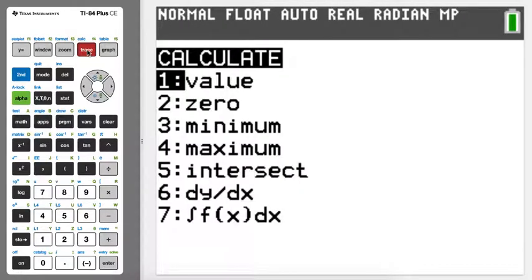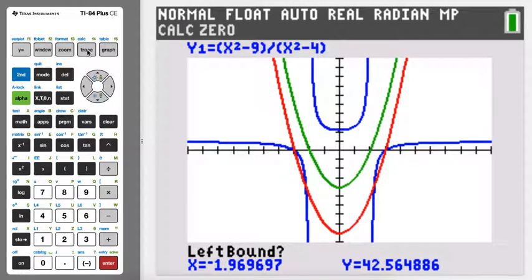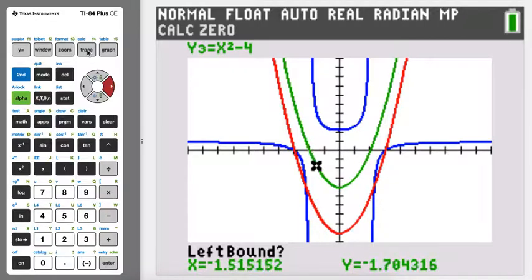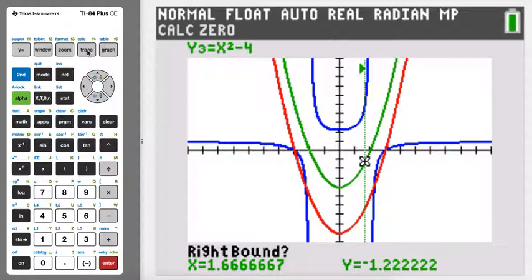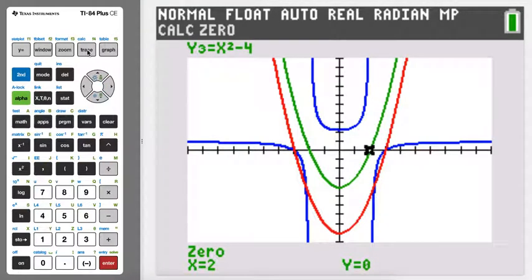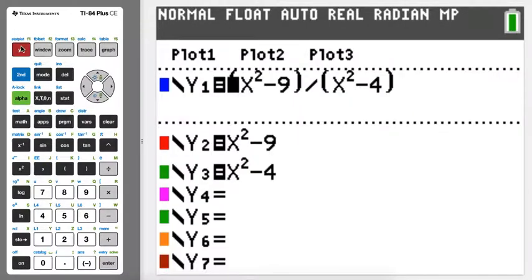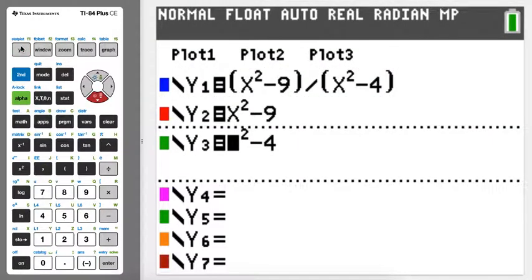Second calc 0, switch so that we're on the green one. Move to the left of that 0, move to the right of that 0, enter one more time, and it gives us our x-intercept at 2, so that's our other vertical asymptote at -2 and 2. So we can do the same thing for all of these. If we go back to y equals, we're done with that first one. You've hopefully got the sketch of it.